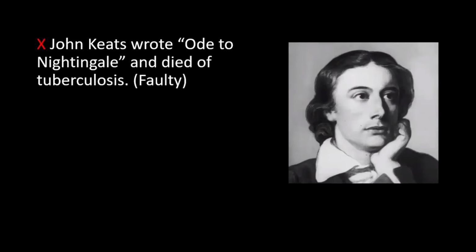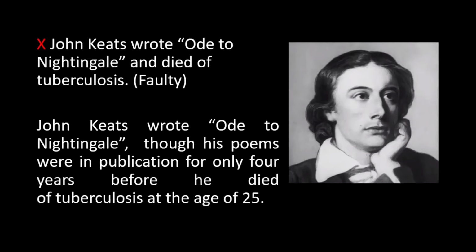Now, how about this sentence? John Keats wrote Ode to Nightingale and died of tuberculosis. This is considered faulty because of an illogical coordination. John Keats wrote Ode to Nightingale. Okay, that's the first fact. Another fact is, and died in tuberculosis. Do you think there's a logical relationship of the first part of the sentence to the second part of the sentence? I think it is better if we say it this way. John Keats wrote Ode to Nightingale, though his poems were in publication for only 4 years before he died of tuberculosis at the age of 25.